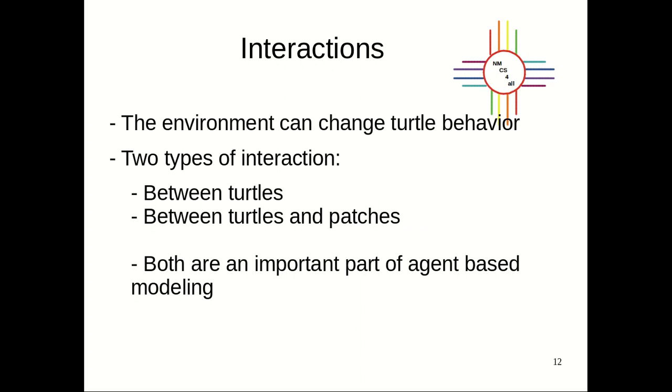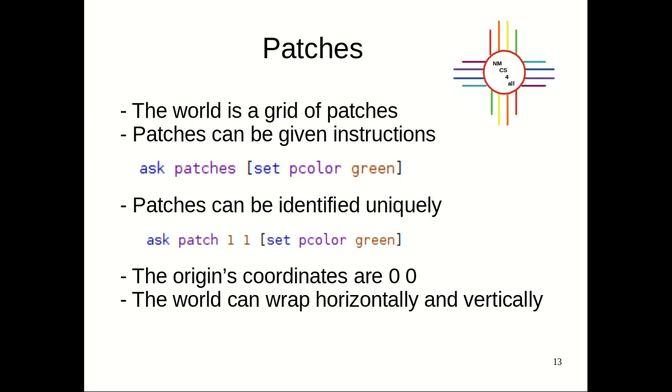You probably know by now that the environment can change turtle behavior because turtles can interact with each other, but they can also interact with the patches. Both are important. Let's talk about patches. The whole world is basically a grid of patches. Since they are agents too, they can be given instructions, such as asking them to change their color to green. They can also be identified uniquely. We can ask an individual patch to set its color to green. By the way, both coordinate values for the origin are 0, and the world can wrap horizontally and vertically, meaning that the edges are connected to each other.